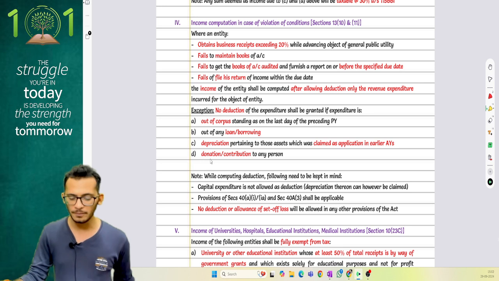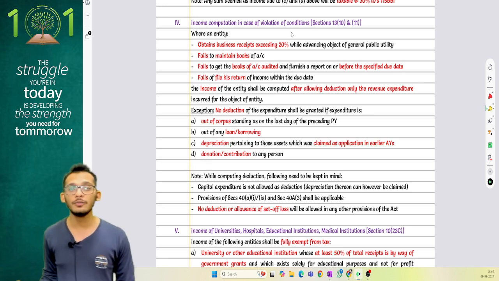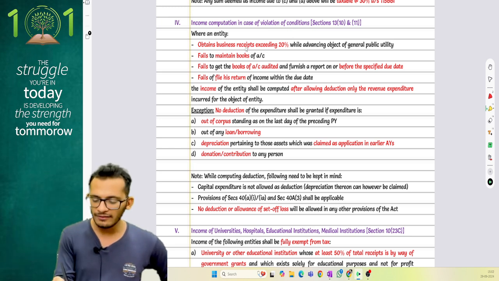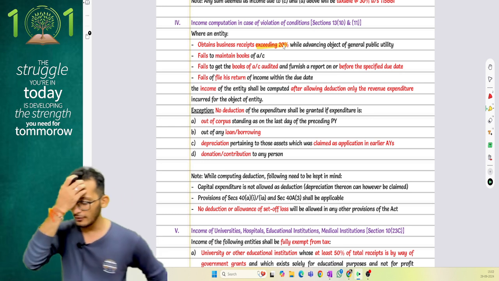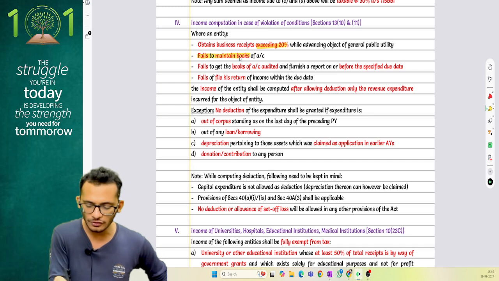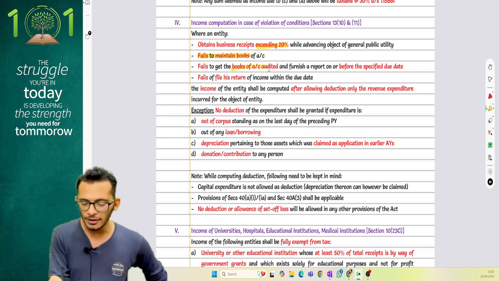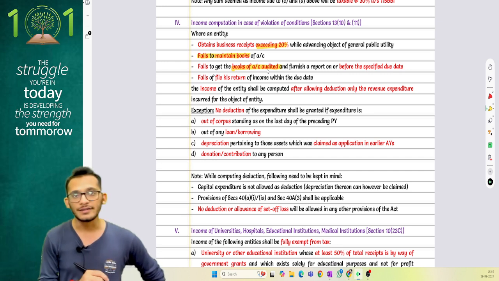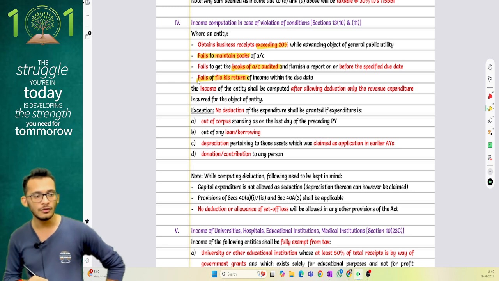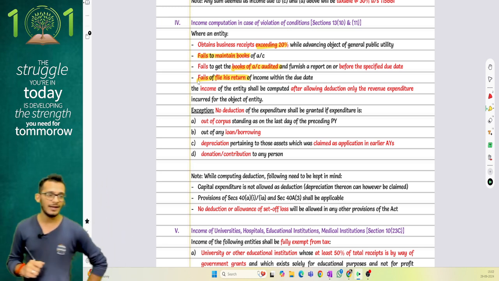Now the small topics, people, where they're coming and saying, how do you become a specified violation under section 115BBI? How do you do that? If you are going to have a business receipt exceeding 20%, in that case, you're violating conditions. If you fail to maintain books of accounts like I requested you to do, if you fail to get your books of accounts audited and get me an auditor certificate before the due date of return filing, if you fail to file the return of income, in all those cases also, I will violate all the conditions.